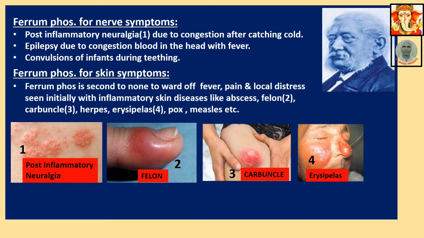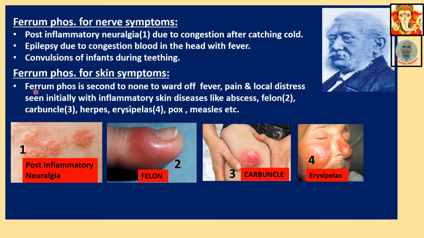Ferrum phos for nerve symptoms. Post-inflammatory neuralgia. This is post-inflammatory neuralgia due to, you can call it sometimes like herpes, congestion after catching cold. Epilepsy due to congestion of blood in the head with fever. Convulsion of infants during teething. During teething, generally we use Calcarea phos, but Ferrum phos also helps here.